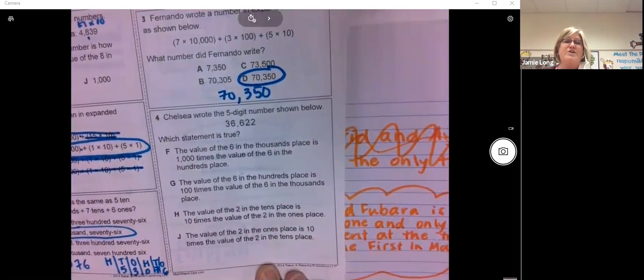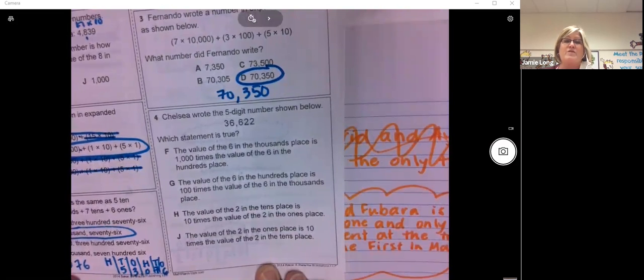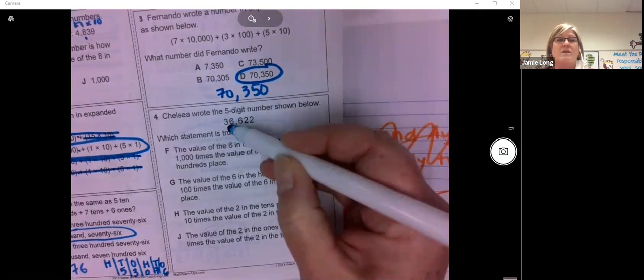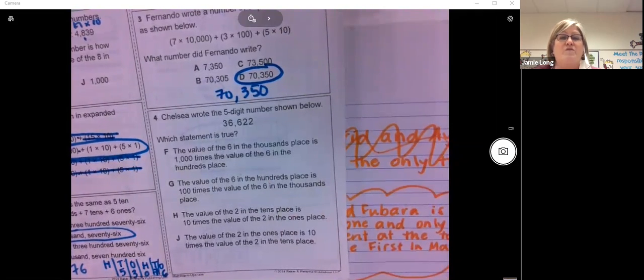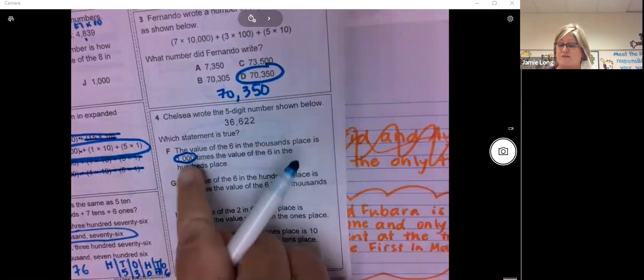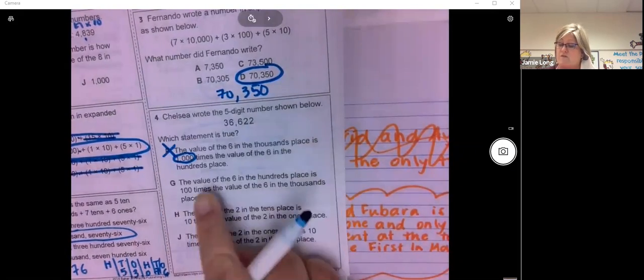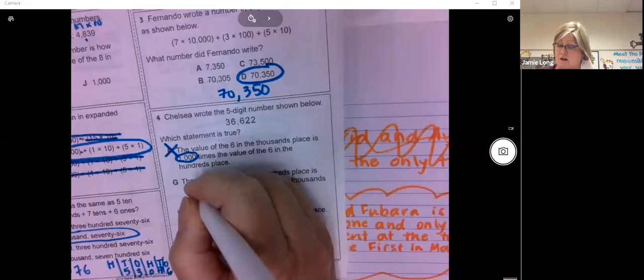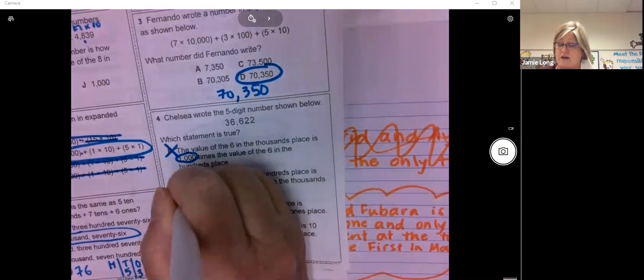And then finally, Chelsea wrote the 5-digit number shown below, 36,622. Which statement is true? They had to read on this one. They didn't want to read. They all picked F. And that was very much incorrect because the value of the 6 in the thousands place is 1,000 times the value of the 6 in the hundreds place. It is not. It's only 10 times. Like I told them today, we've only learned 10 times anything, so this can't be it. The value of the 6 in the hundreds place is 100 times bigger. No, we haven't done 100 times anything, so that can't be it.